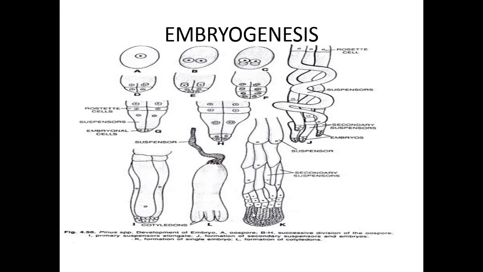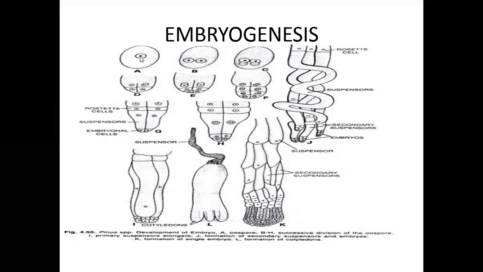The development of the embryo from the zygote is called embryogenesis. After fertilization, the fusion of male and female gametes, a diploid zygote is formed in the ovule.